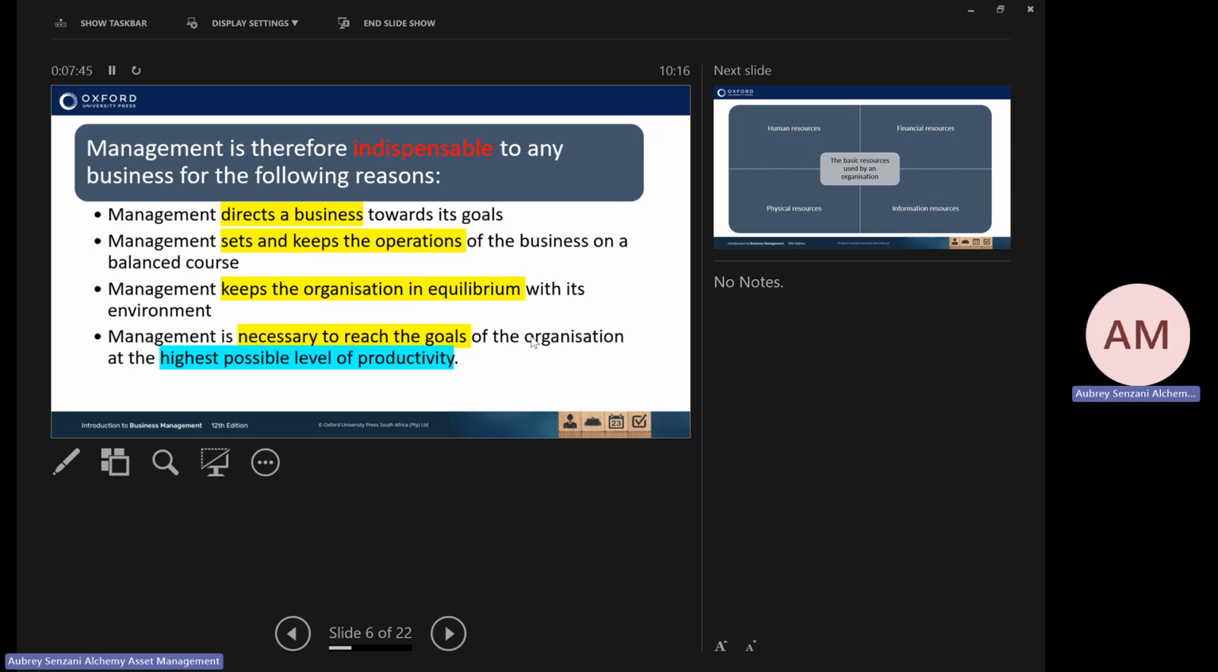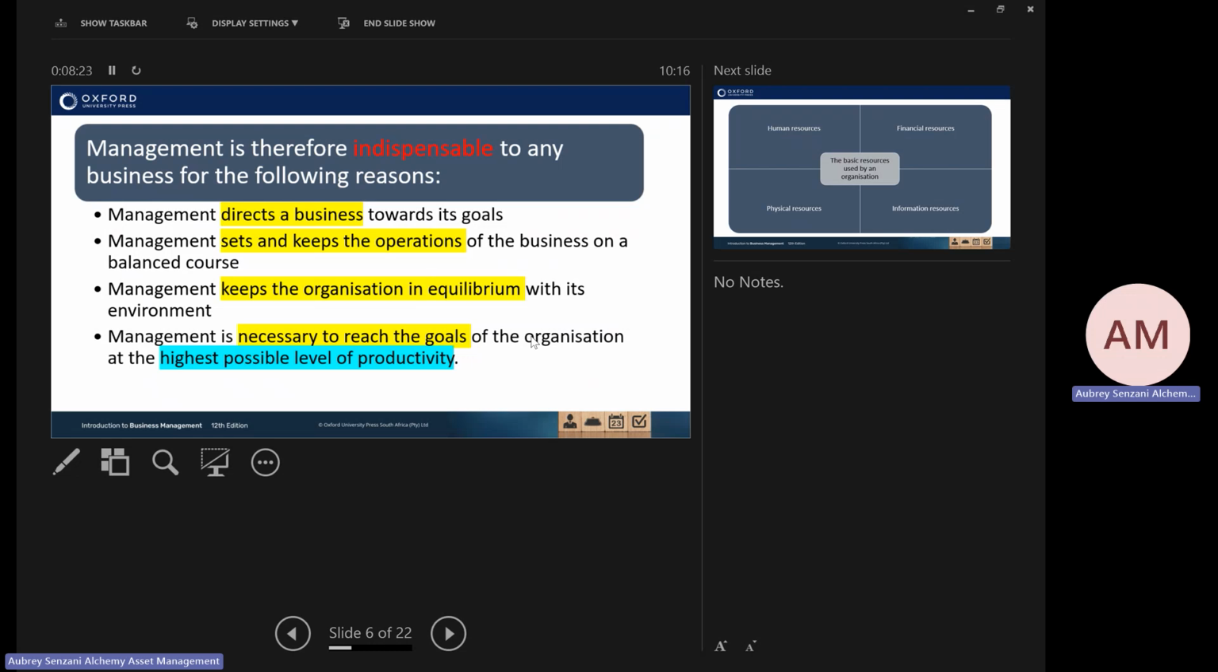We obviously mean this from the business sense. We're not talking about actual human beings. All right. So, as highlighted earlier, management obviously directs the business towards its goals. In addition to that, it sets and keeps the operations of the business on a balanced course. In other words, paying attention to all the priorities, not just being fixated on one, two, or three of the key priorities. And then management keeps the organization in equilibrium with its environment.